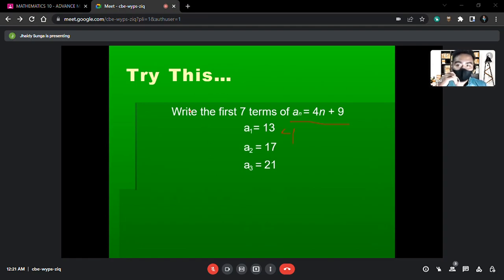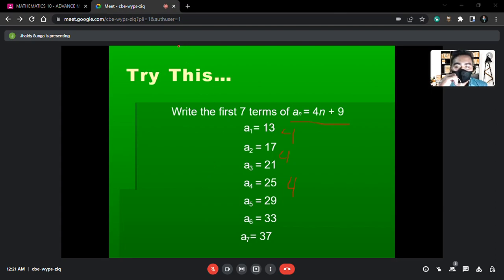The common difference, after we find the pattern, we could clearly see and know the difference. The common difference of these three would be 4. So let us check the other terms. We have 25, 29, 33, and the seventh term is 37. So we have the common difference of 4.